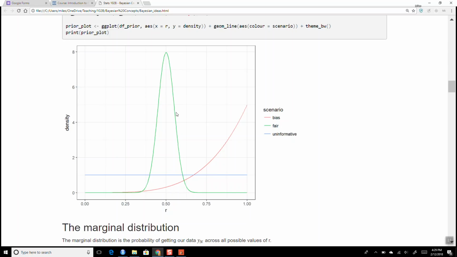Here, in green, we are going to assume that the coin is fair, okay? Meaning that the coin lands heads with probability close to 50%, maybe a little bit higher, maybe a little bit lower. We're open to the possibility. And then lastly, in red, we have the biased scenario where we are assuming that the coin is biased towards landing heads more often than tails. Okay.